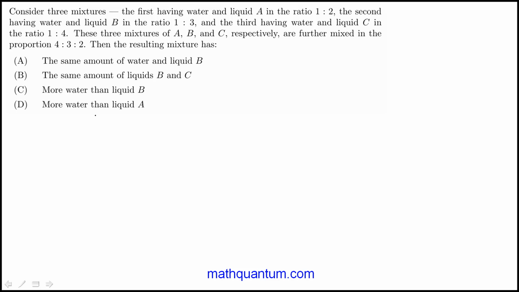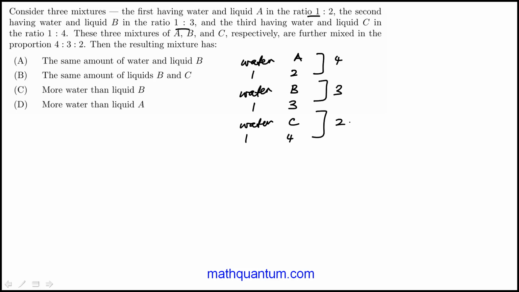So I would rate this as a hard question, partly because you have all these three ratios and you have to do a lot of manipulation. If we start with the first mixture, which has water and A in the ratio 1 to 2, then we have B, where water to B is 1 to 3, then we have water and C in 1 to 4. Now we're mixing these in the proportions of 4 to 3 to 2.